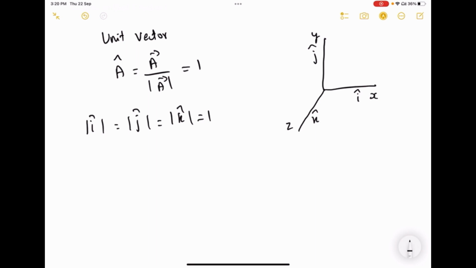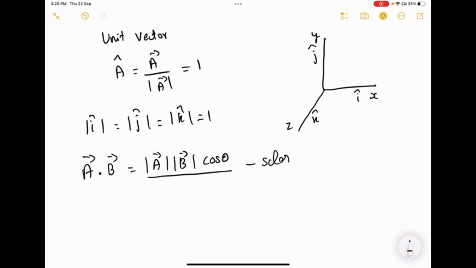Now I'm going to explain the dot product or scalar product between two vectors. I have a vector A, I have another vector B. The operation between these two is a dot product. So the modulus of A vector and the modulus of B vector into cos theta. So the right hand side is a scalar.